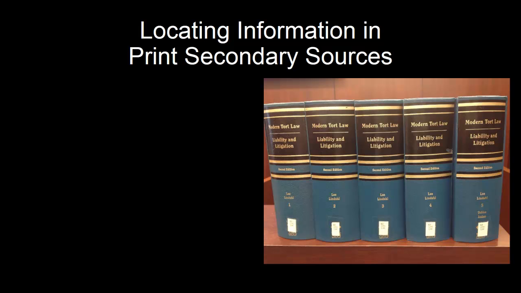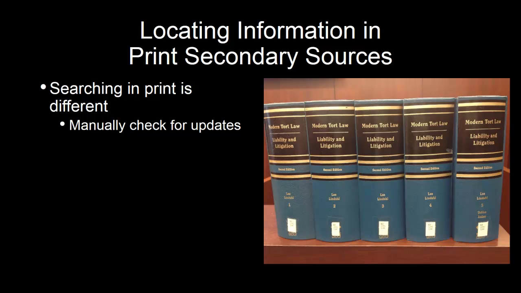This lesson begins with the assumption that you've already located a print secondary source using the library catalog, for example. Once you've located a source, it's important to know how to access the information contained within. The first thing you should know is that locating material in print resources is different than searching materials online for a couple reasons. First, because print resources are only updated periodically, you'll need to update an entry in the main part of the book or set of books by looking for additional related material in a pocket part or supplement.